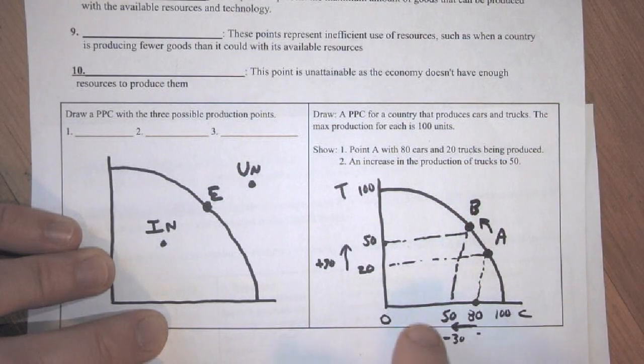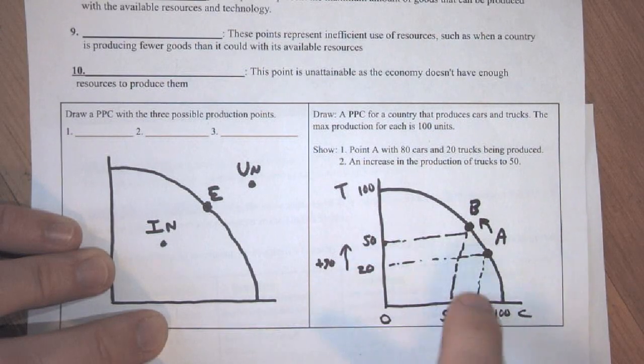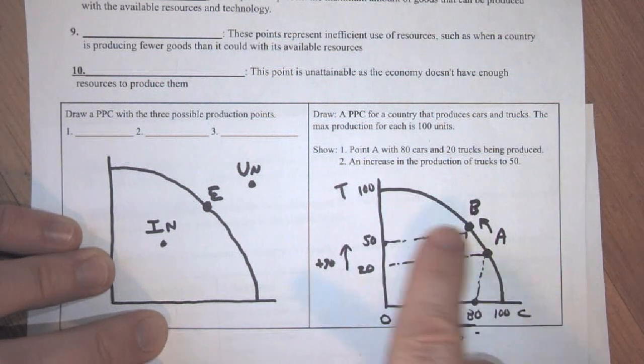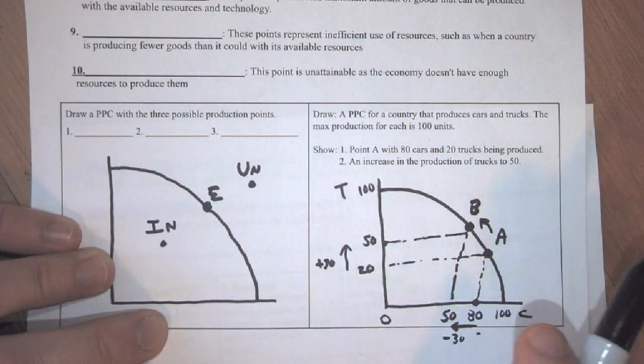So now you can see our economy was producing 80 cars, and now it's producing 50 cars because we wanted more trucks. That shows the opportunity cost. We're still making the most items we could be making, but we're desiring a certain combination of both of those things.